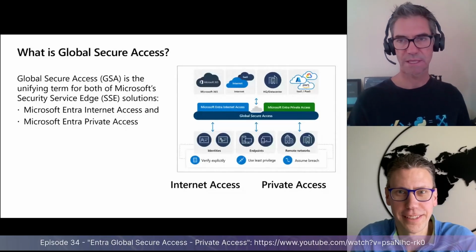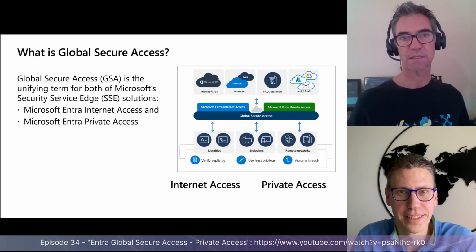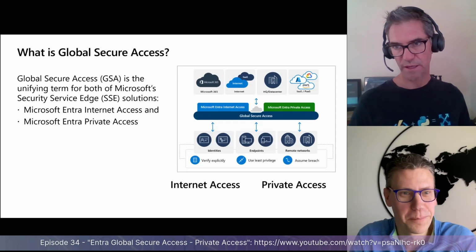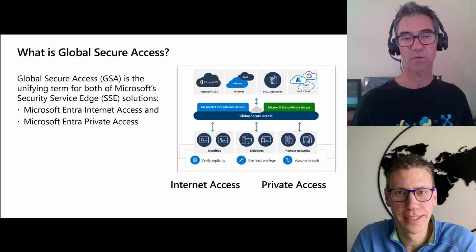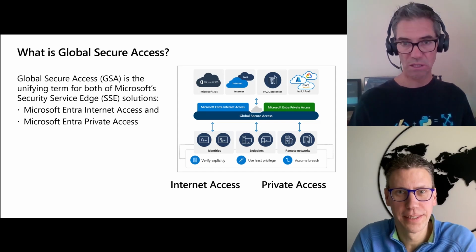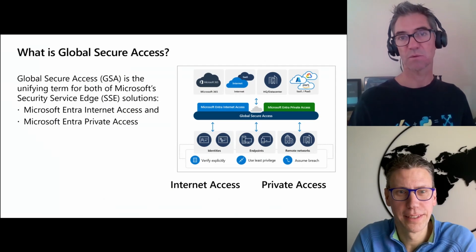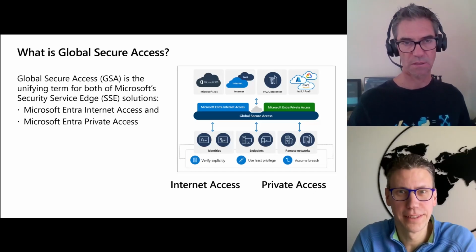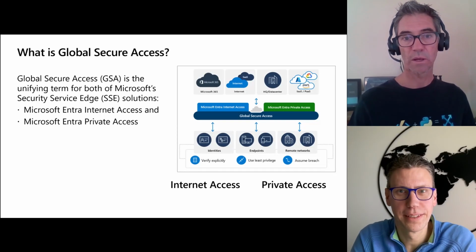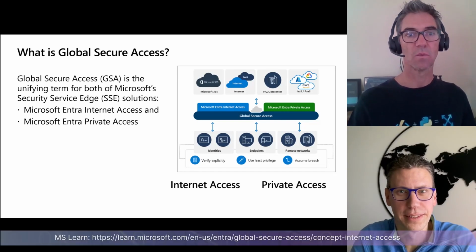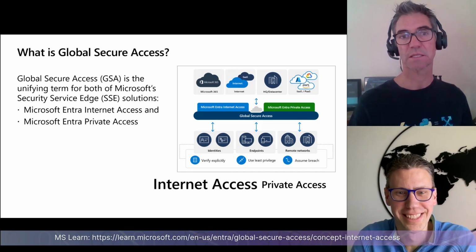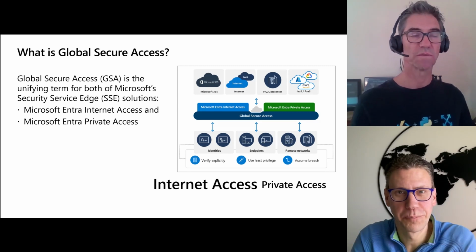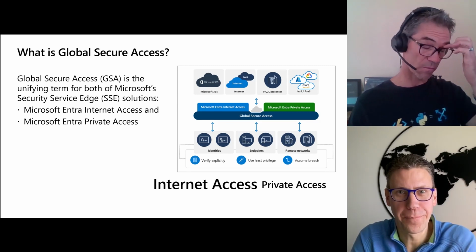And so just to take a step back, Global Secure Access, or GSA, is just a unifying term for the two products, Microsoft Entra Internet Access and Microsoft Entra Private Access. And last time we were talking about private access, which grants access to your private resources in your private data center, in Azure, etc. Today, however, we're going to talk about internet access, which is internet browsing sites, websites, web categories, software as a service, and the Microsoft 365 infrastructure.